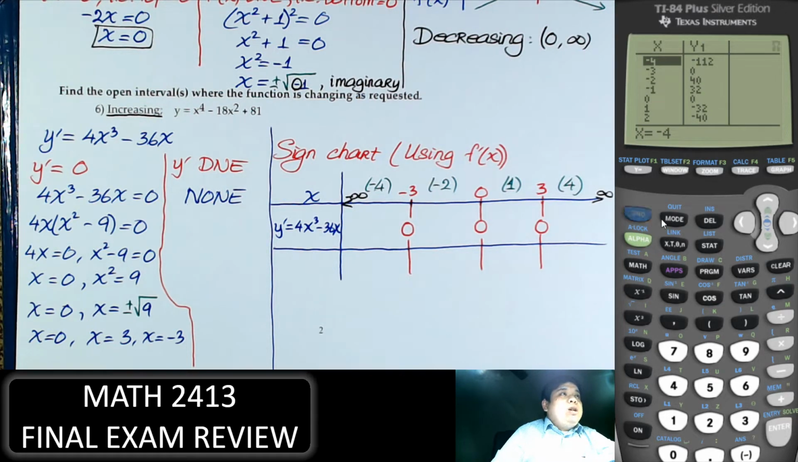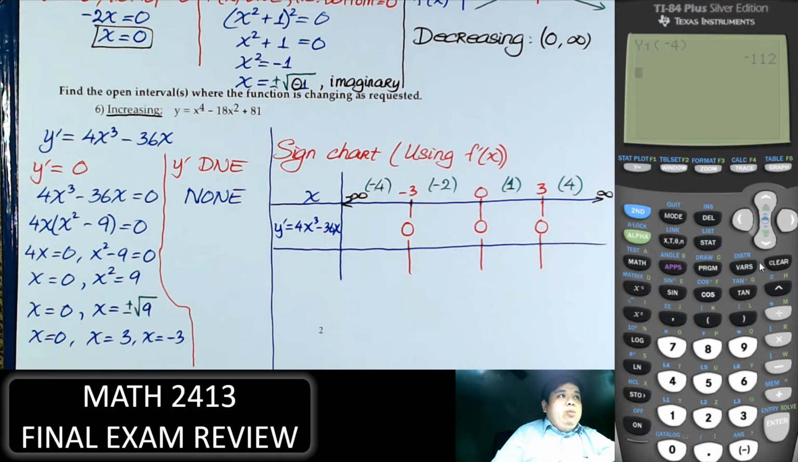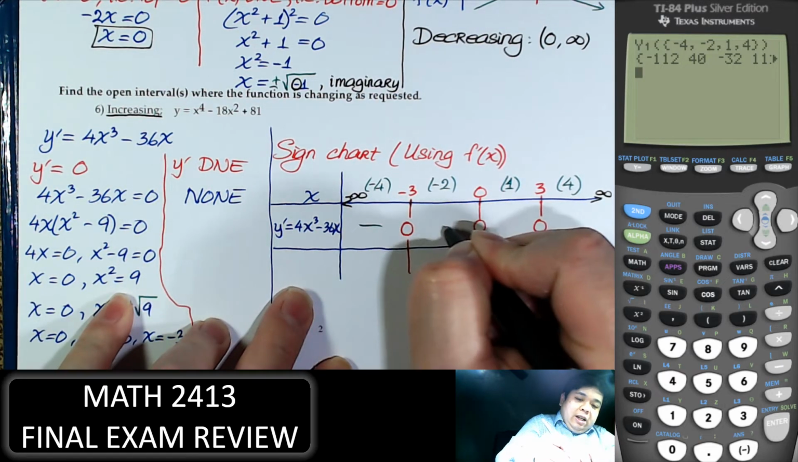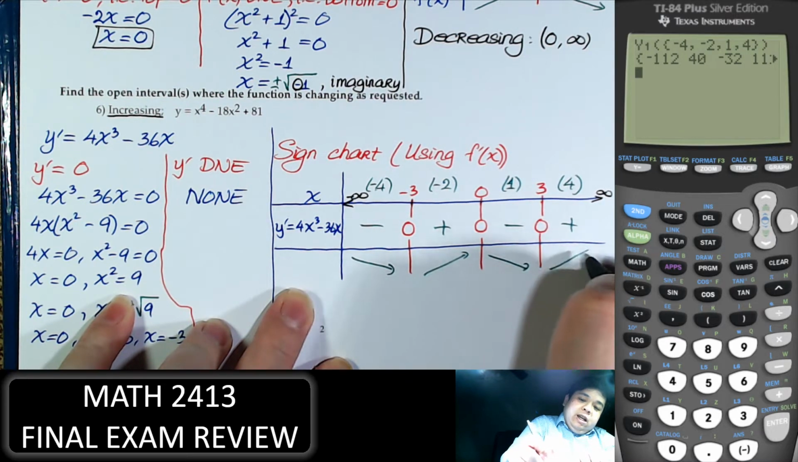Or we can also do this: alpha, trace, and y1, and then we just evaluate at those points. If we want all of those points, open curly bracket, negative 4, comma, negative 2, comma, 1, comma, 4, close it. So we evaluate at all those points, and we have negative, positive, negative, positive: decreasing, increasing, decreasing, and increasing.